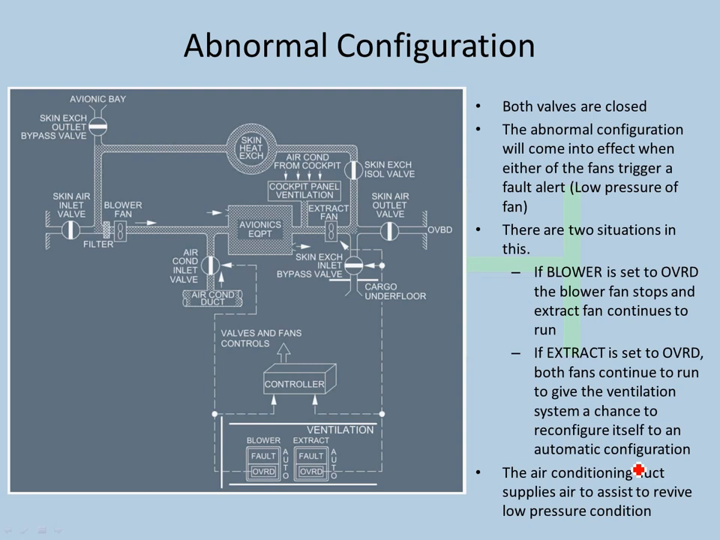Now the air conditioning duct, as I've told you, supplies air to assist in low pressure conditions. Since the avionics ventilation is in a low pressure condition, it will help by giving some pressure to the avionics ventilation. So I hope abnormal configuration is clear.